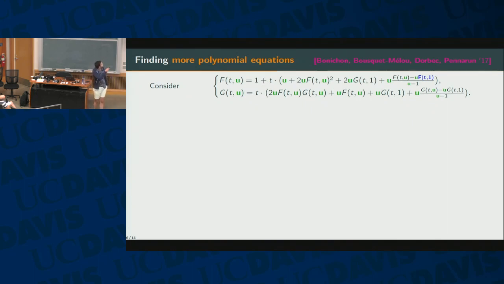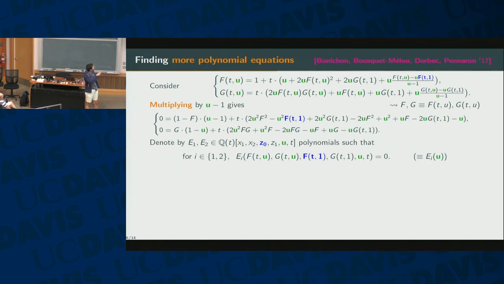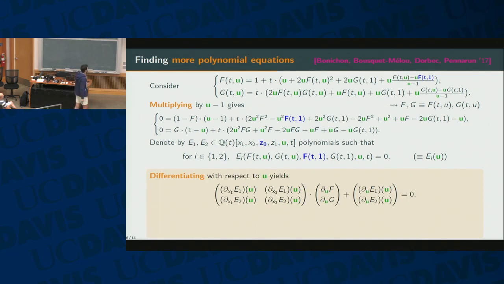So here, I take an example from the literature, and I take the numerator of both equations, so I multiply by u minus 1 in order to deal only with polynomial functional equations. And now I denote by E1 and E2 two polynomials such that when I substitute f, g, and the specialized solution in these polynomials, then I obtain this system. And what is usually done in this field is to take the derivative with respect to the catalytic variable. So this is a common idea.